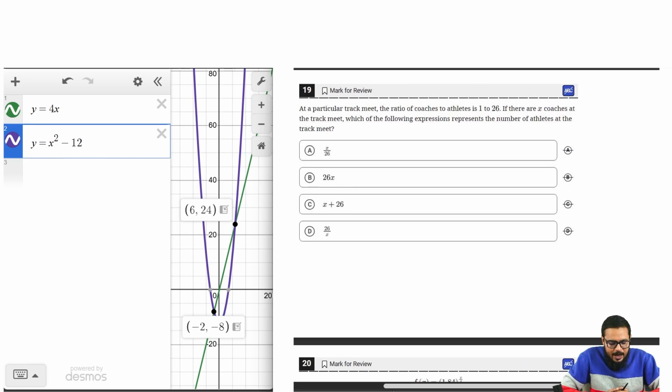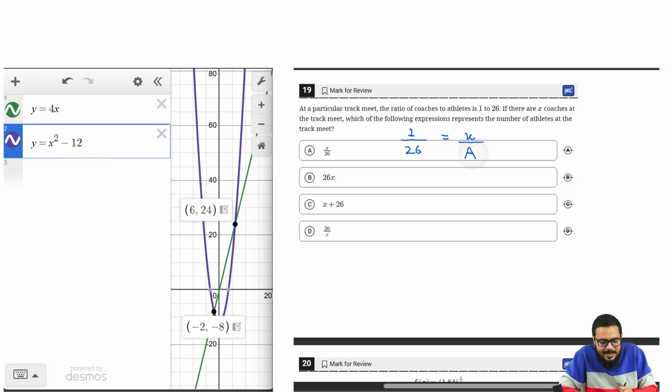At a particular track meet, the ratio of coaches to athletes is 1:6. So what's the ratio given to us? Coaches to athletes, that's 1 over 6. Coaches at the top and athletes at the bottom. And the question says that there are x coaches at the track meet, and we're looking to find out the number of athletes.